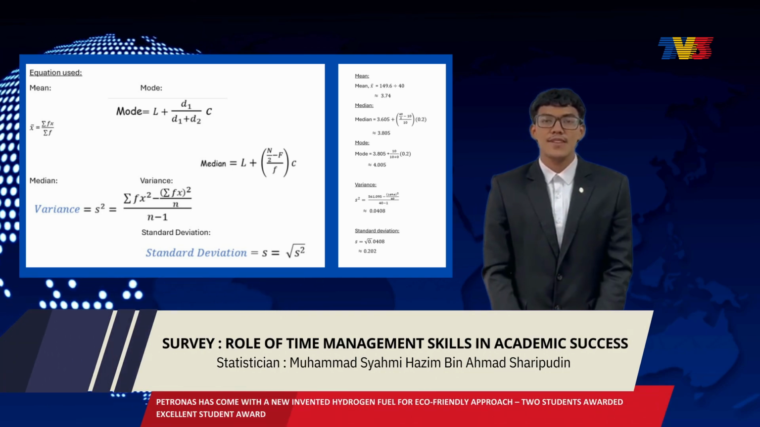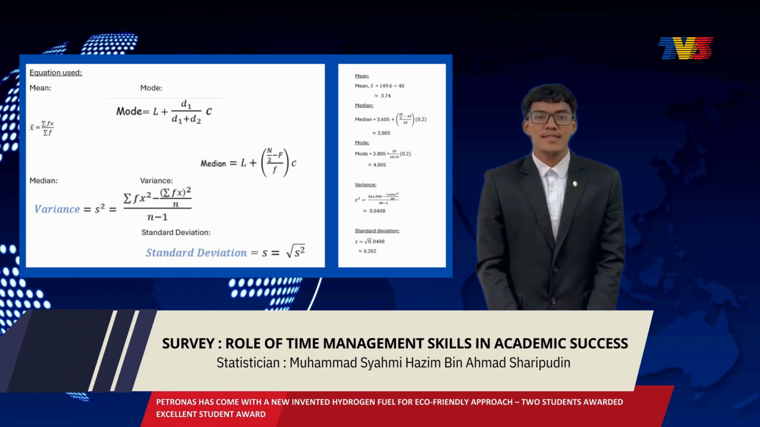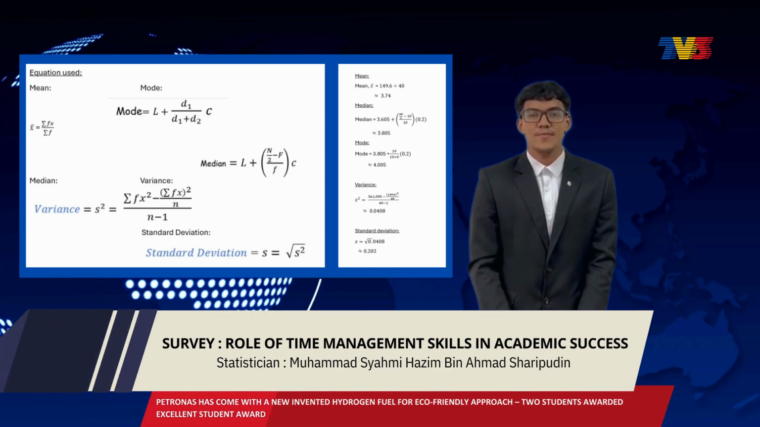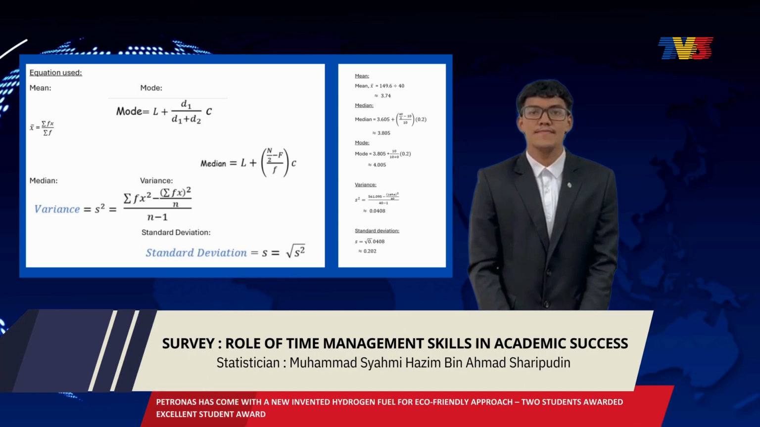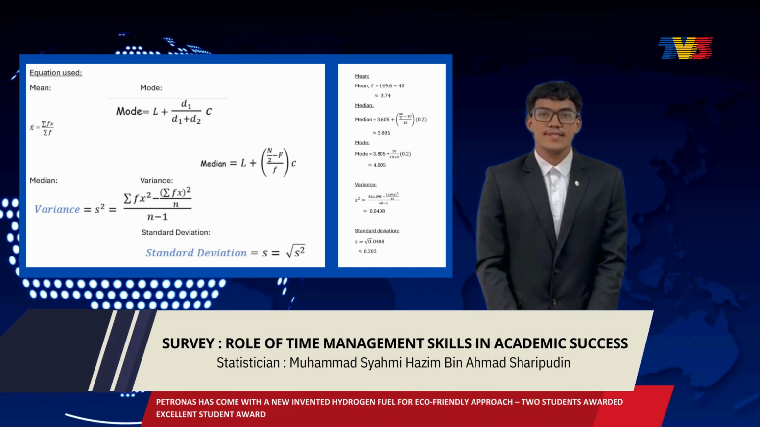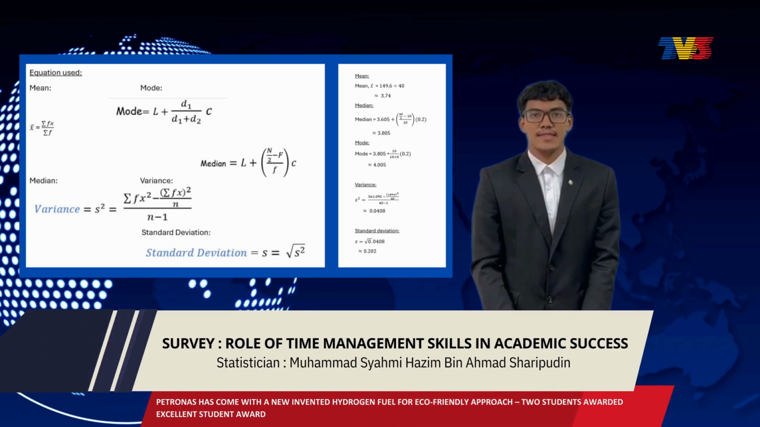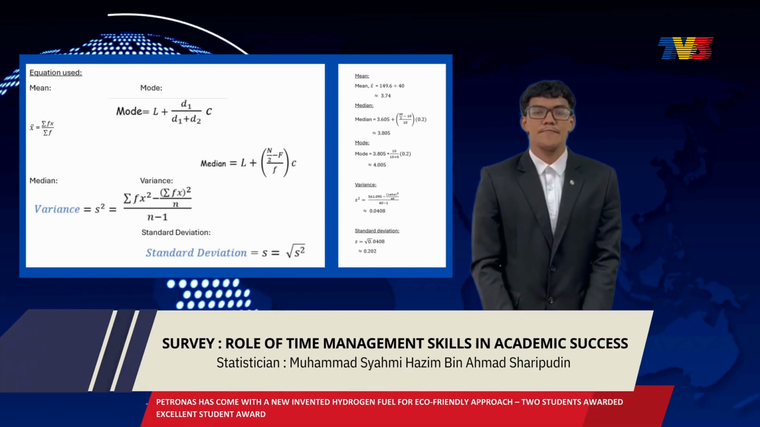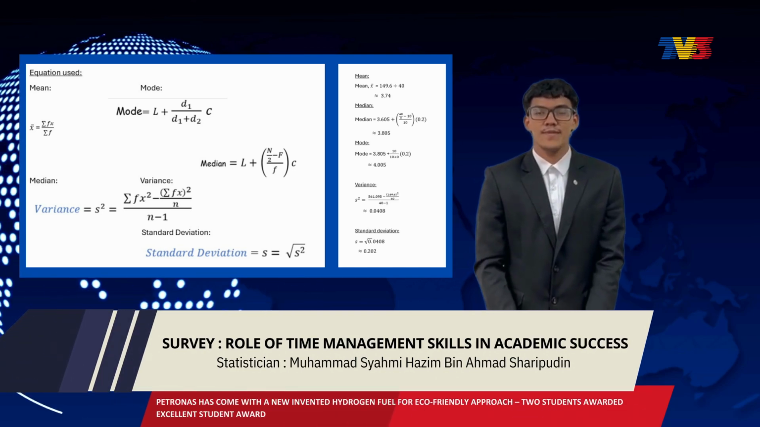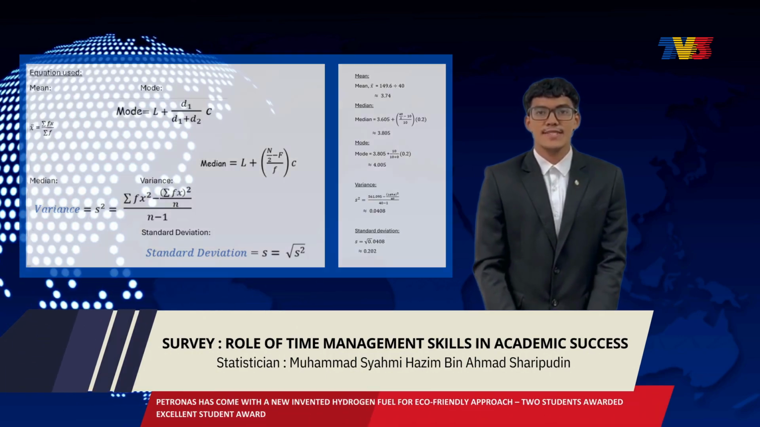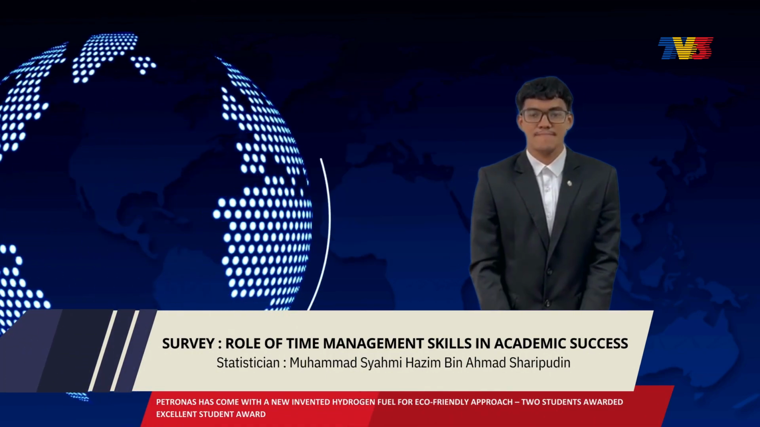For the measures of central dispersion, the variance and standard deviation are 0.041 and 0.202 respectively. These measures provide insights into the average and data points that help us to understand the overall data pattern. Now, let's move to our data analysis for the visual representation.